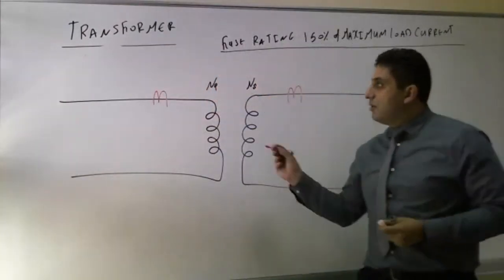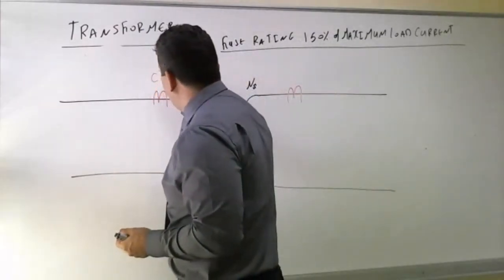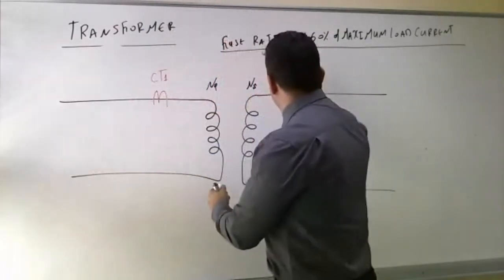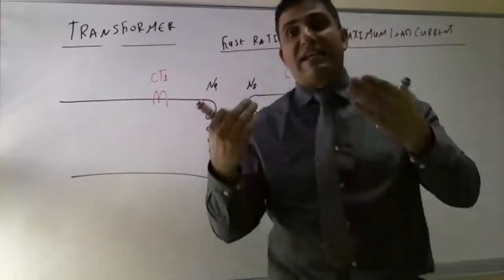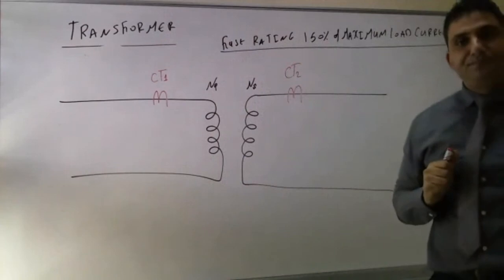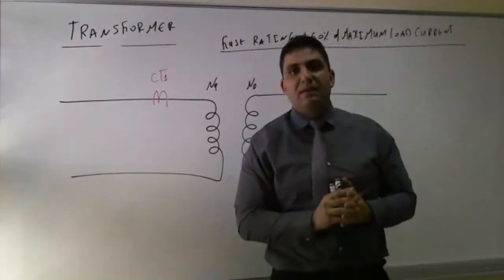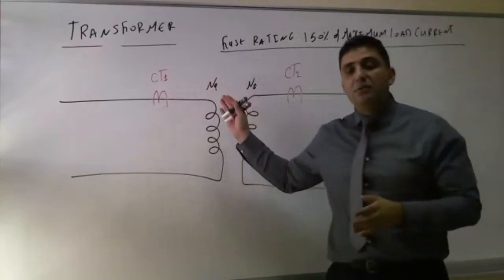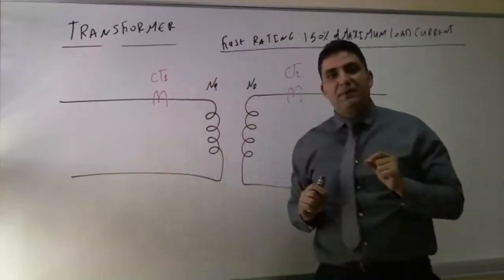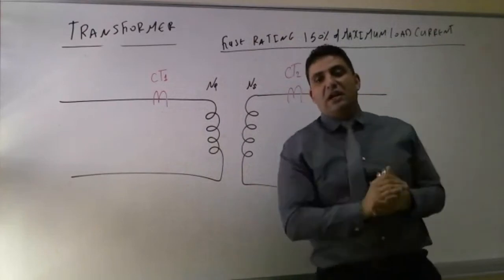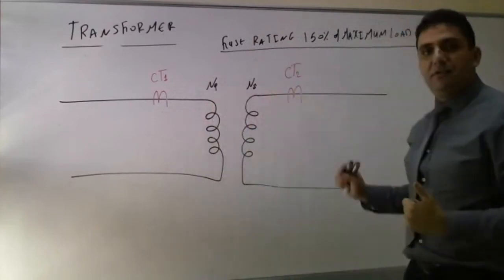This is my CT. I want to call this CT1 or CT primary, and this is CT2 or CT secondary, on the secondary side of the transformer. We know from the CT chapter that the CT output must be either 5 or 1 amp, depending on which country you work in. If you're working in the States or in Europe, the output of it.